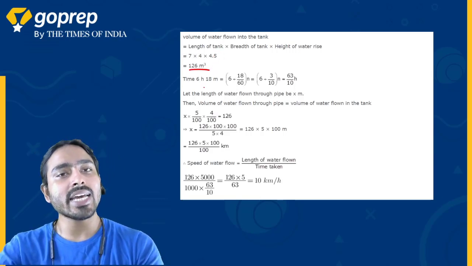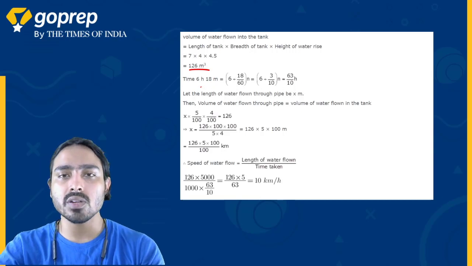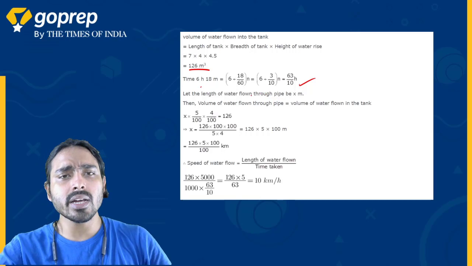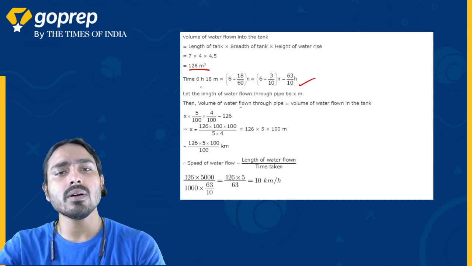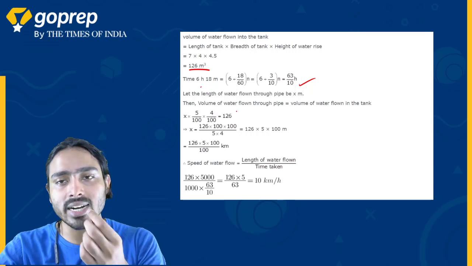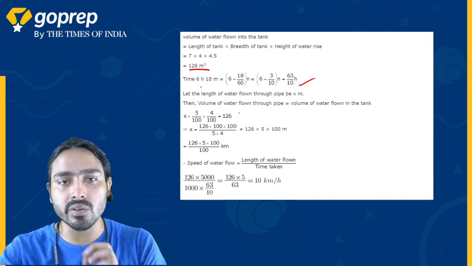It is given. The time is given in hours and minutes. We have to first of all convert into hours. That is required so that we can get the speed, right? So now, if we finally find out, the volume of water flown through the pipe is exactly equal to the volume of water that has flown into the tank, right? There is nothing in between.